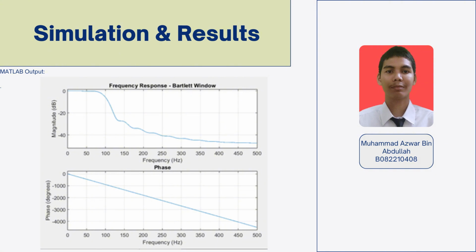And the third one is the frequency response. The frequency response displays the magnitude and phase response of the FIR filter, and the magnitude response should show a flat passband up to the normalized cutoff frequency, which is 100 Hz, a transition band around 100 Hz to 150 Hz, and attenuation in the stop band frequency, which is above 150 Hz. The phase response should be approximately linear as FIR filters are linear phase.